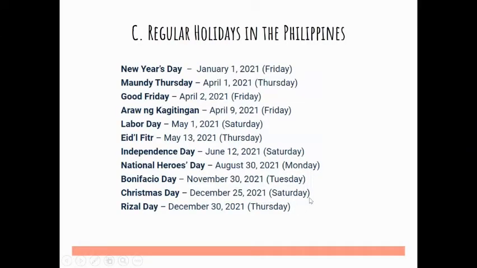Next, we have regular holidays in the Philippines. So for the year 2021, we have January 1 as New Year's Day, April 1, Maundy Thursday, April 2, Good Friday, April 9, Araw ng Kagitingan, May 1, Labor Day, May 13, Eid'l Fitr, June 12, that is Independence Day, August 30, that's National Heroes Day, November 30, Bonifacio Day, December 25, Christmas Day, and lastly, December 30, Rizal Day.